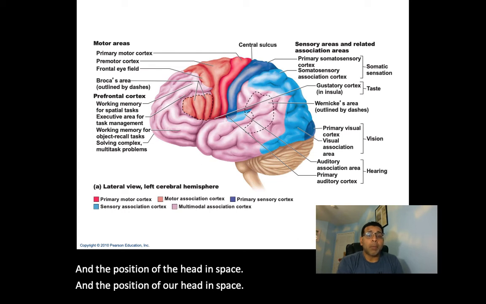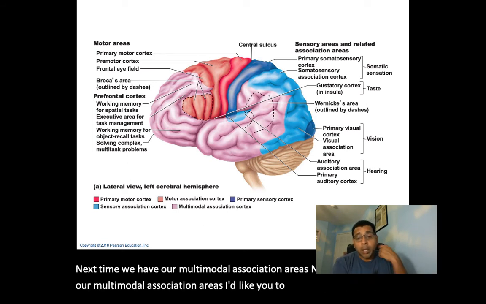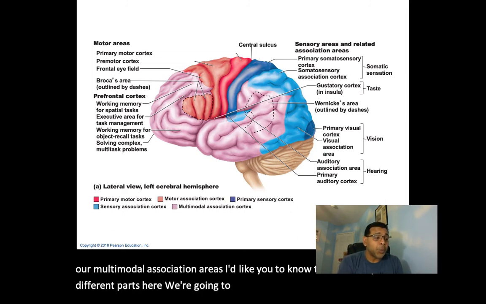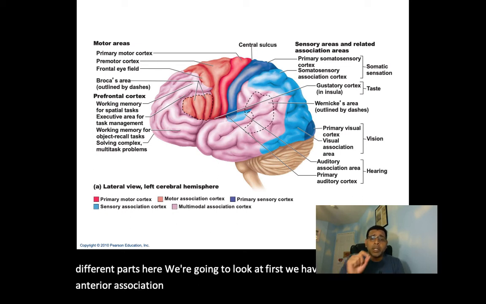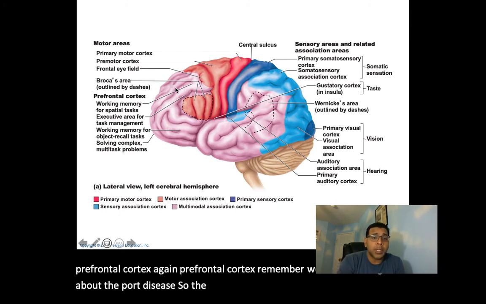Next, then we have our multimodal association areas. Now, when we talk about our multimodal association areas, I'd like you to know there's a couple of different parts we're going to go through. First, we have what we call the anterior association area. The anterior association area is also known as the prefrontal cortex. Again, prefrontal cortex. Remember, we're still talking about the cortices. So the prefrontal cortex you can appreciate here in pink.